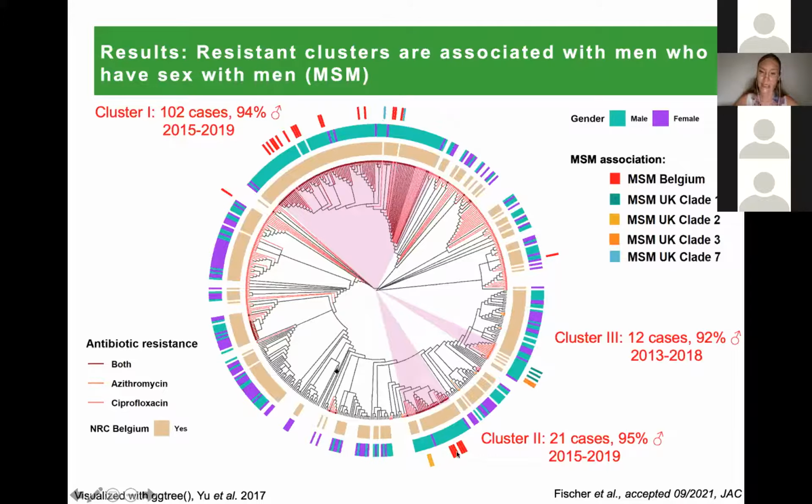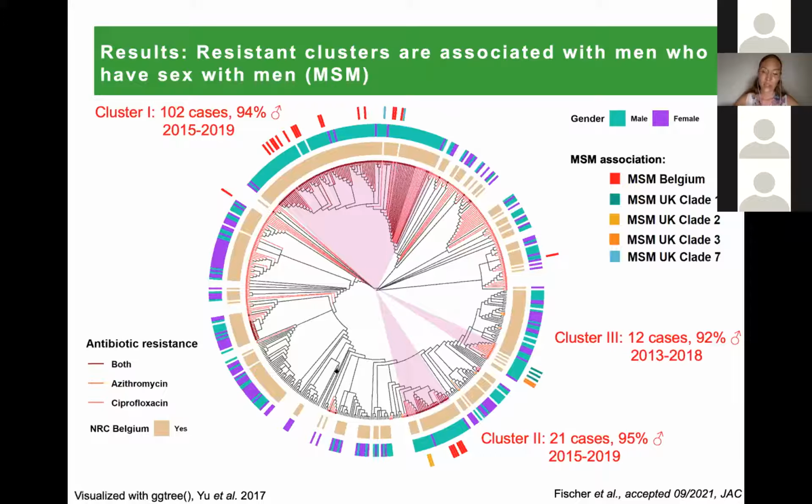We had several men identifying as MSM, and in yellow you can see that they clustered closely with cases from MSM clade 2 from the UK. And for our 3rd cluster, we didn't have information on MSM from Belgian cases, but there were 2 different UK clusters which were very closely related to the Belgian isolates.